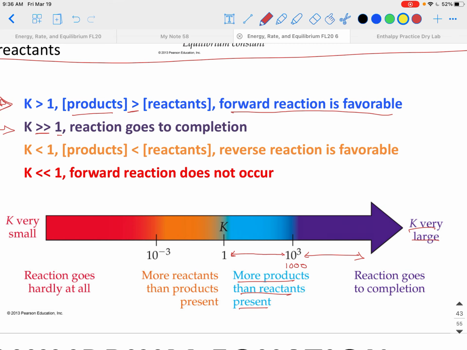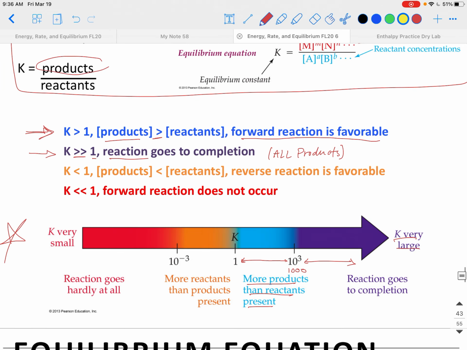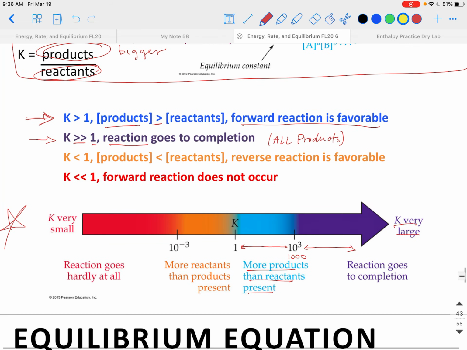If you have a K that's like 10,000, 100,000, 5,000, really, really big, what that means is that you have pretty much all products and very little or no reactants, because the reaction just goes all the way to completion. Because K is so big, the top number here must be a lot bigger than the bottom number. So that means you have more products if the top number is bigger, because that's where the numbers for the products go. That's why we get a really, really big K. So that's why we say the reaction goes to completion, you have all products.